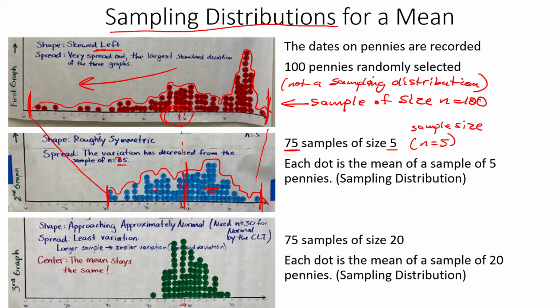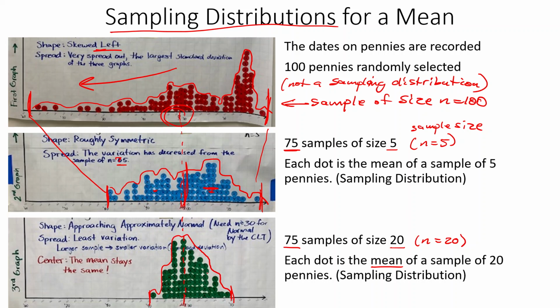Then we move on to taking 75 samples of size 20. So here now our sample size is 20, and we're taking 75 samples. Each dot is the mean of a sample. Now look, we don't have anything below 1990 and we don't have anything above 2010. Right here we have our mean, which looks like it's at the same spot as it was for all the other ones.